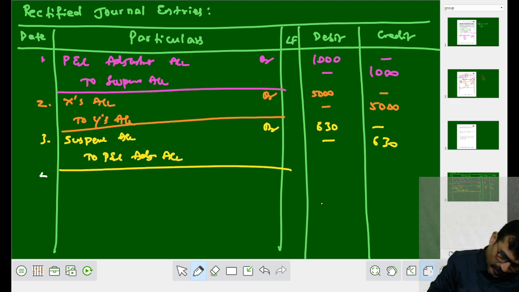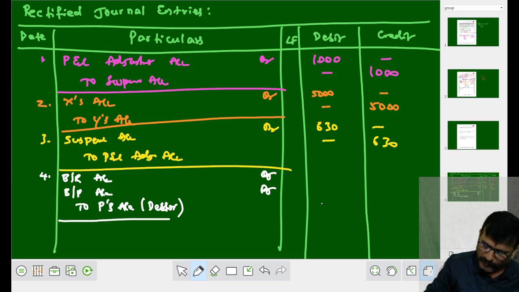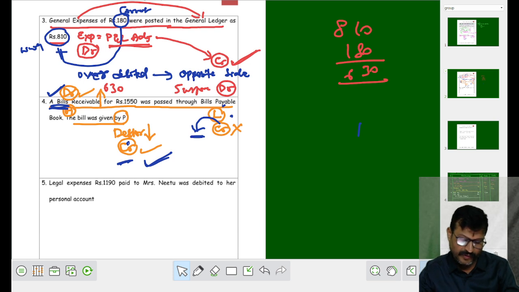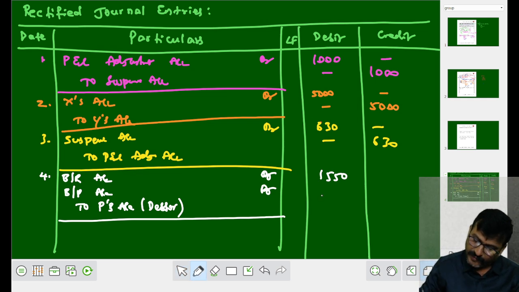Now the entry number 4. That is bills receivable account debit, bills payable account debit to who is a debtor? P's account. Who is P? P is a debtor. How much amount? Let me check once whether it is correct or not. 1550. How much is it? 1550 is correct. So 1550, 1550, altogether 3100.